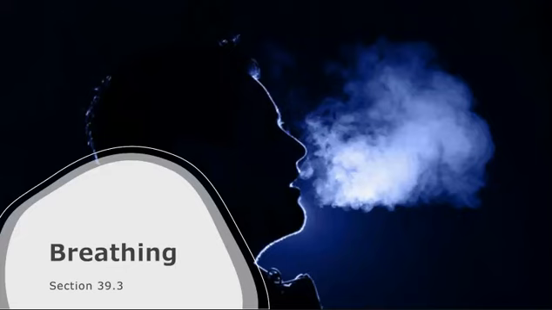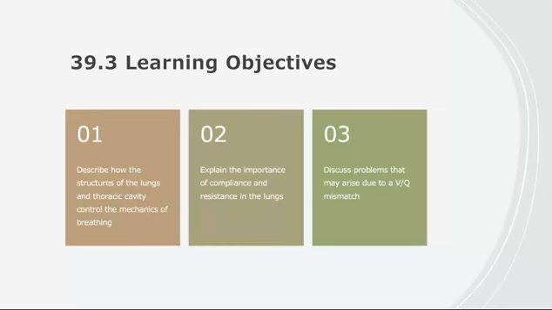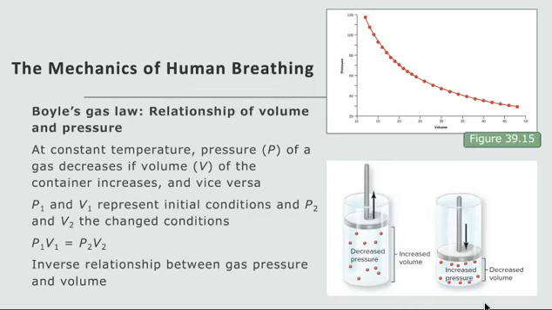Our learning objectives here are going to be to describe how the structures of the lungs and thoracic cavity control the mechanics of breathing, explain the importance of compliance and resistance in the lungs, and discuss problems that may arise due to a VQ mismatch. So we'll start off with the mechanics of human breathing.